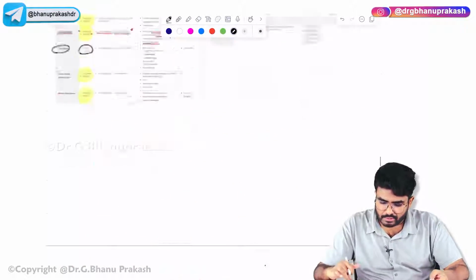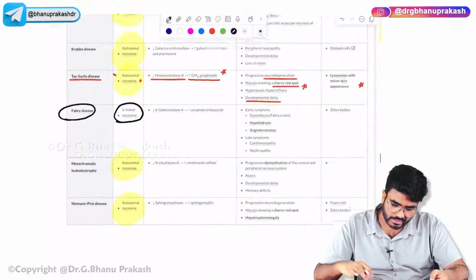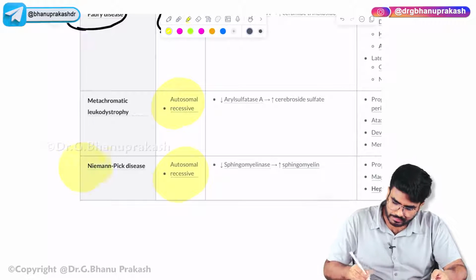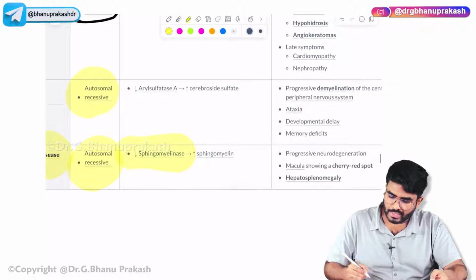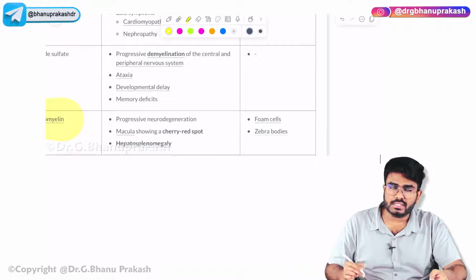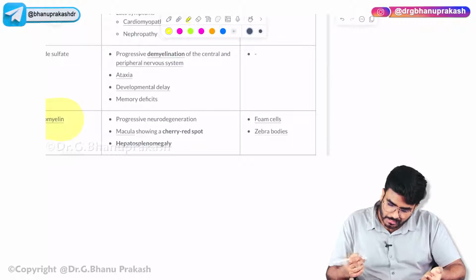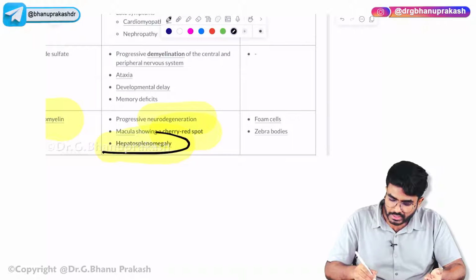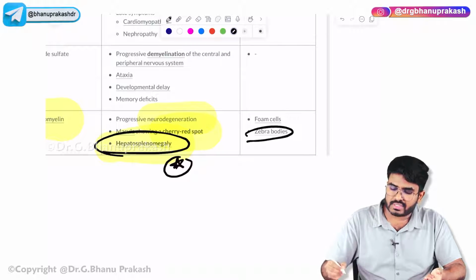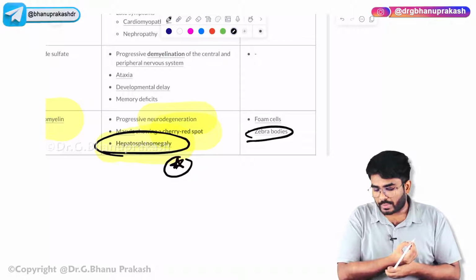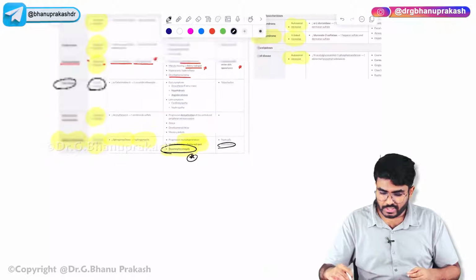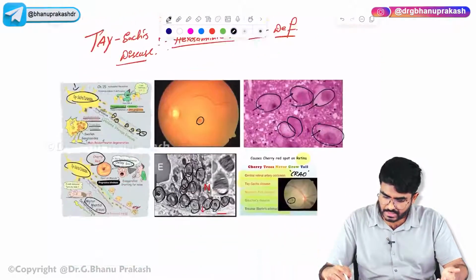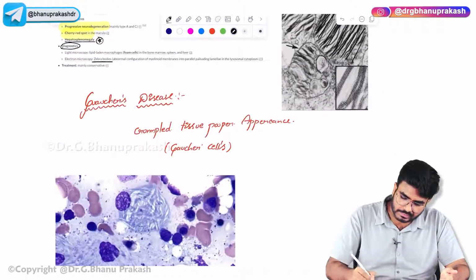So again, let's come back to our table. Here, look, now we are discussing Niemann-Pick's, right? In Niemann-Pick's, it's an autosomal recessive condition. Decreased sphingomyelinase, so sphingomyelin is getting accumulated within the neurons, within the lysosome. So progressive neurodegeneration can be seen. Cherry red spot is seen. Hepatosplenomegaly, important, is seen. What you will see under the light microscopy or electron microscopy is the zebra bodies. After Niemann-Pick's, the next disease, which was a recent question in the exam, is Gaucher's disease.